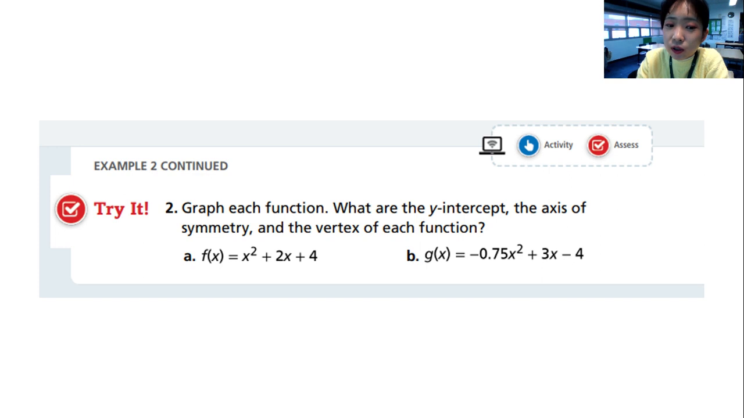Now it's your turn. Try number 2. You're going to graph each function, but before you graph it, it might be a better idea to figure out the necessary information first. What are the y-intercept, the axis of symmetry, and the vertex of each function? Figure out those three pieces of information and graph them. Pause the video and come back when you're ready for answers.